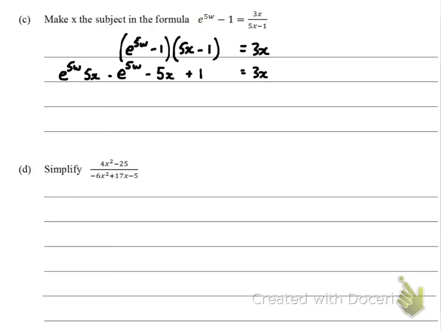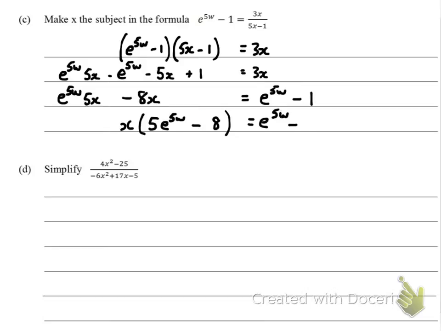I'm going to put the negative 3x to the left and the 1 to the right and the negative E5W to the right. Change side, change sign. Note that negative 5x minus 3x equals negative 8x. Now I can factorize x out of the left-hand side and divide both sides by 5e5w minus 8. There you have an expression that will give you relational thinking or merit.